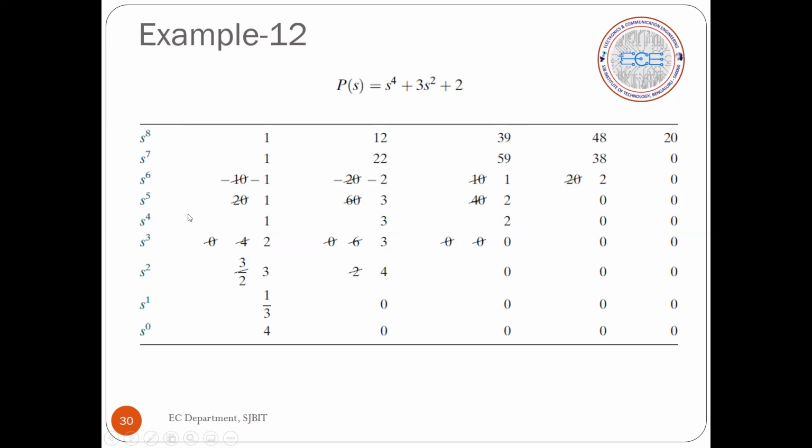So I can say that in this region only you have 2 roots to the right half of the s plane. Now, s power 4 and below, there is no sign change. What is the inference? You will not be having any roots to the right half of the s plane. Okay, no root exists to the right half of the s plane.